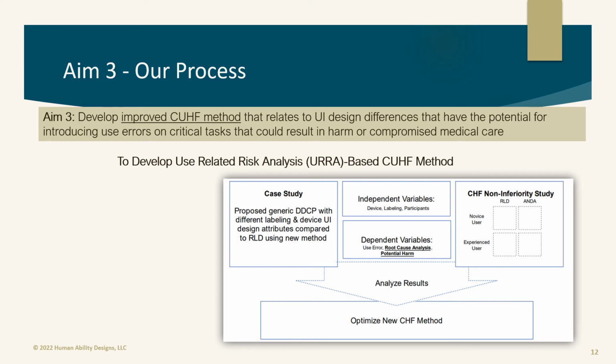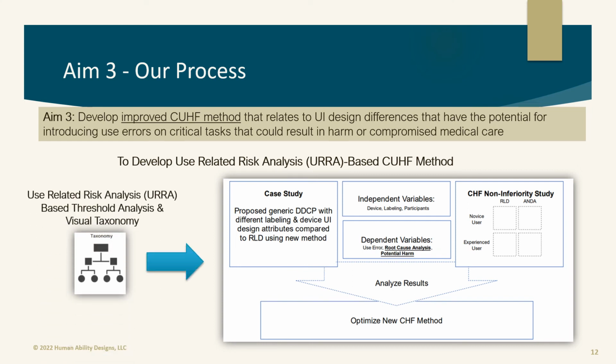For aim 3 of our project, which we aren't yet working on but we're aiming towards, we'll be using a case study approach with a proposed generic compared to an RLD, where we will definitely have differences between the different labeling and devices so that we have different features to dig into. And we'll be merging the findings from our aim 1 lit review and interviews and aim 2 visual URRA-based taxonomy with the case study approach to develop our improved method.